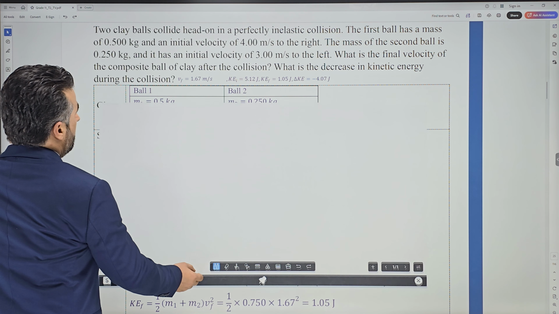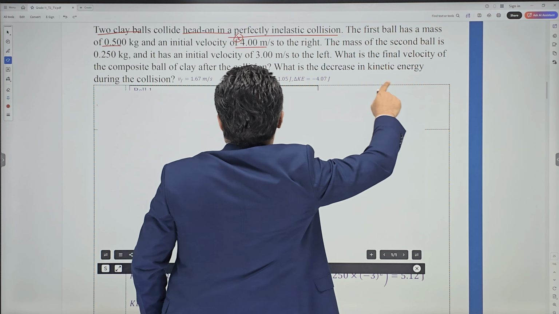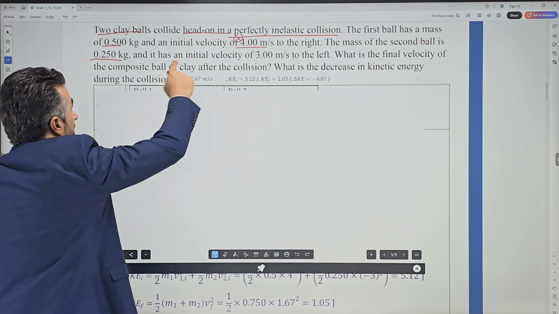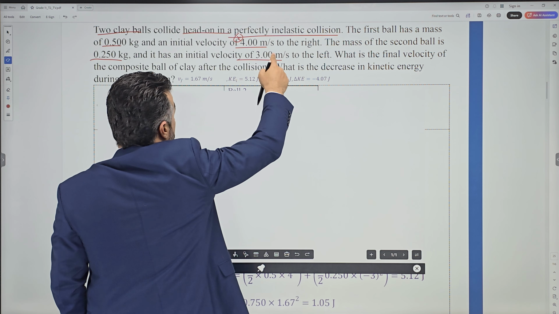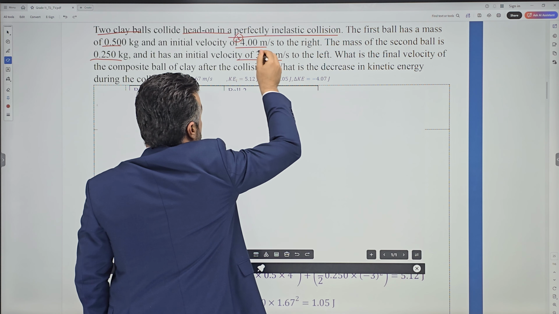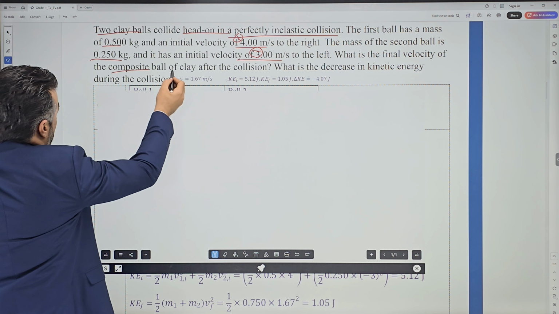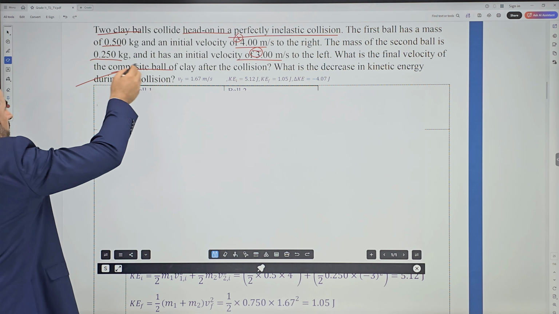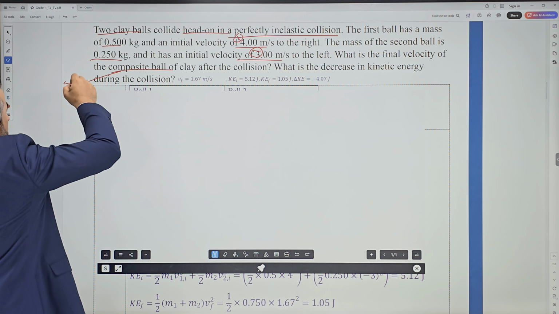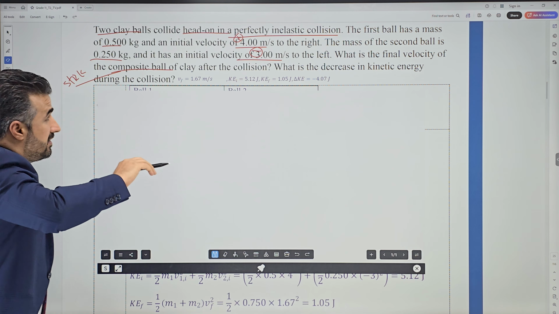The first ball has a mass of this much, so you can call this m1, and an initial velocity this much to the right, which is positive. That means this is v1 initial. The mass of the second ball is this much, that is m2, and it has an initial velocity, v2 initial, to the left. When it says to the left, it is negative 3. What is the final velocity of the composite ball? Composite means the total ball after the two balls stick together. You add the two masses.